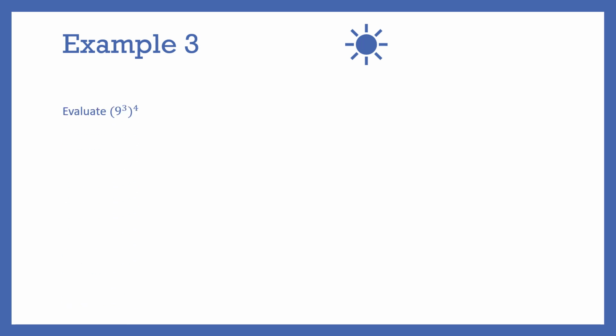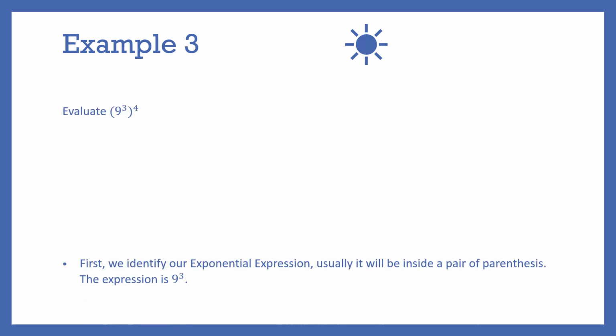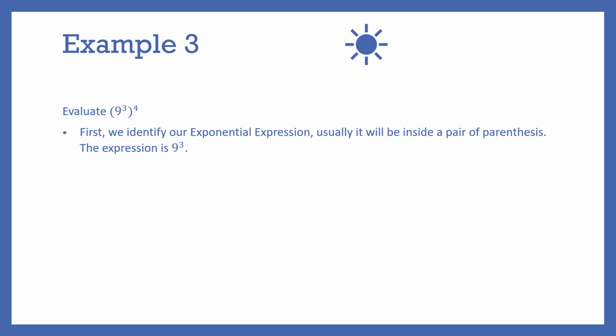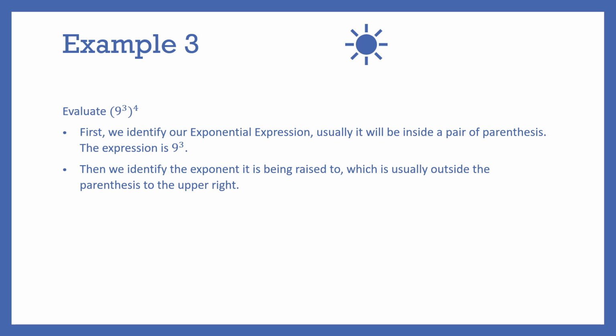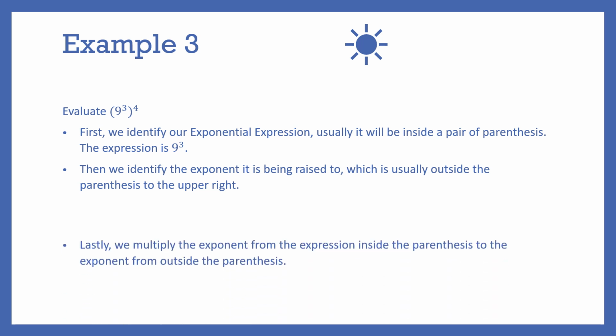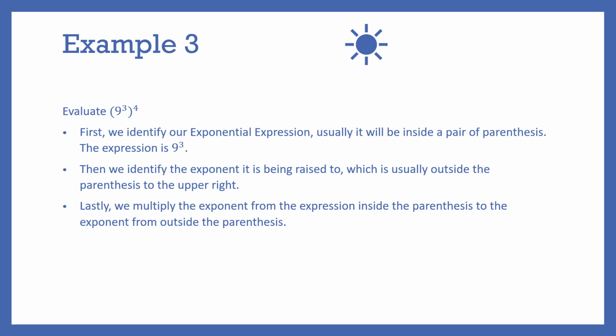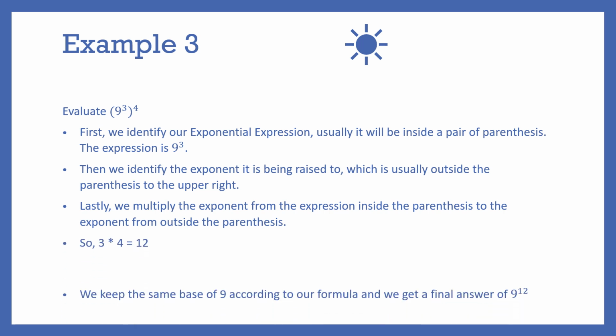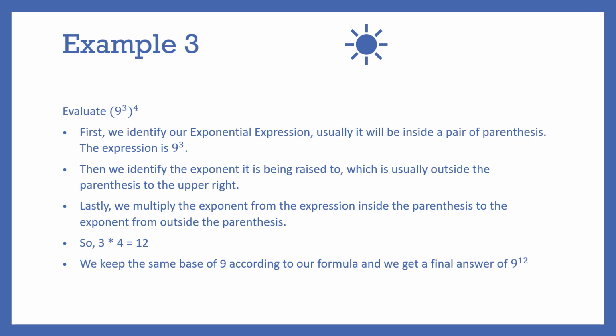Evaluate 9 cubed raised to the 4th power. First, we identify our exponential expression. Usually it will be inside a pair of parentheses. The expression is 9 cubed. Then we identify the exponent it is being raised to, which is usually outside the parenthesis to the upper right. Lastly, we multiply the exponent from the expression inside the parenthesis by the exponent from outside the parenthesis. So 3 times 4 equals 12. We keep the same base of 9 according to our formula, and we get a final answer of 9 to the 12th power.